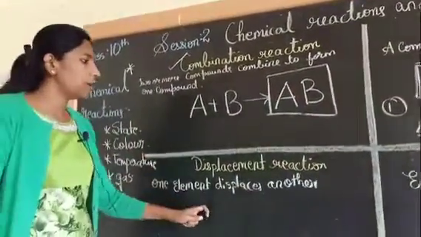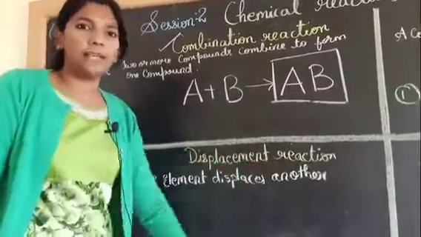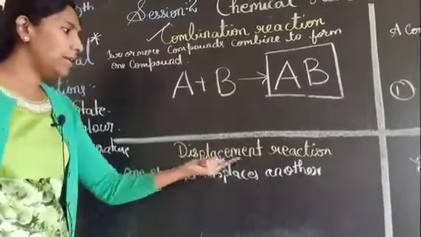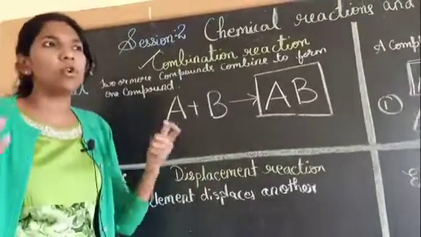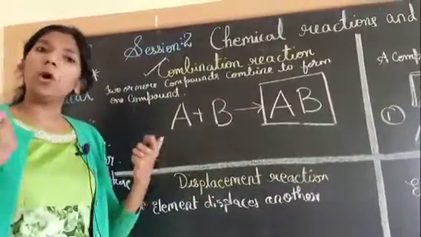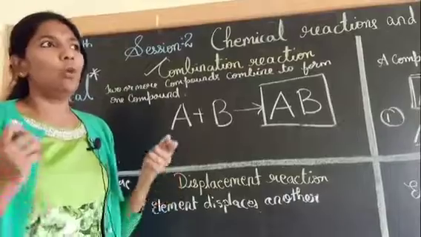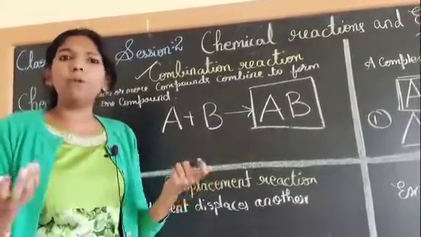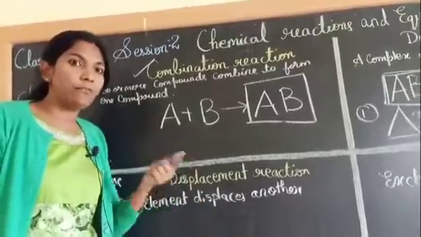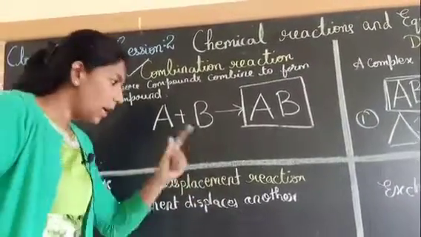Let's proceed to the third one, displacement reaction. One element displaces another. For example, in the classroom, children, in this competitive world, obviously we all have to be the stronger one. Nobody is perfect here, but in this case, you have to remember and relate this. How are you going to relate?